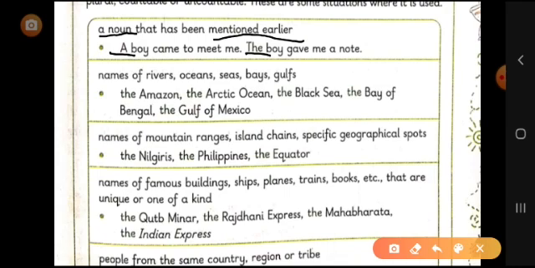Next, names of rivers, oceans, seas, bays, gulfs. When we mention the names of rivers, oceans, seas, bays and gulfs, we use the article the. For example, the Amazon, the Arctic Ocean, the Black Sea, the Bay of Bengal, the Gulf of Mexico.